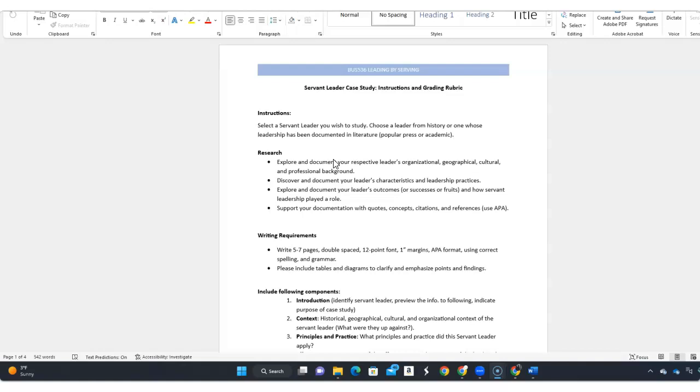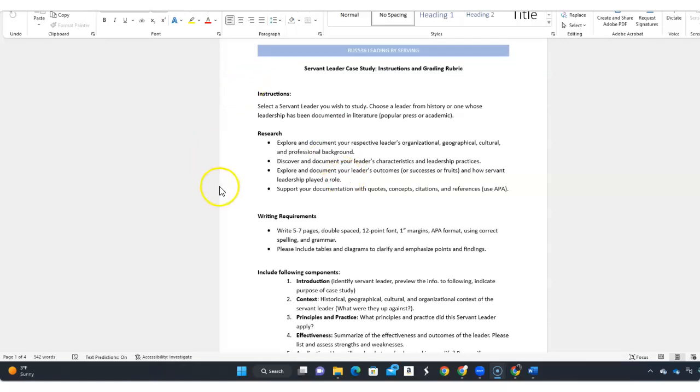Choose a leader from history or one whose leadership has been documented in literature, meaning that there is data, there is research available to you. If you are trying to decide and your preliminary research is not giving you enough data, scrap that and start over. We need to have data to back up this servant leader case study.